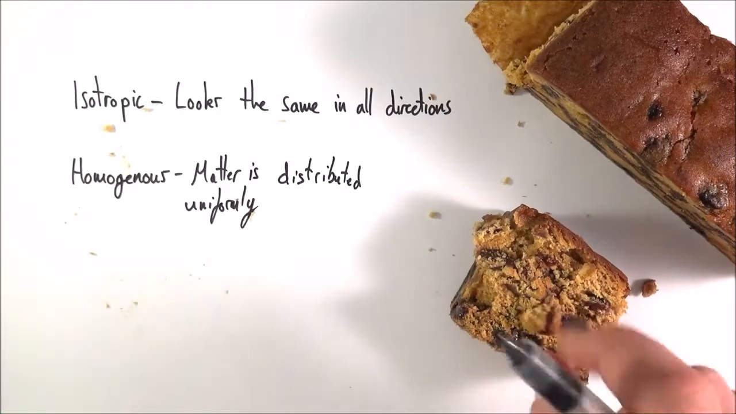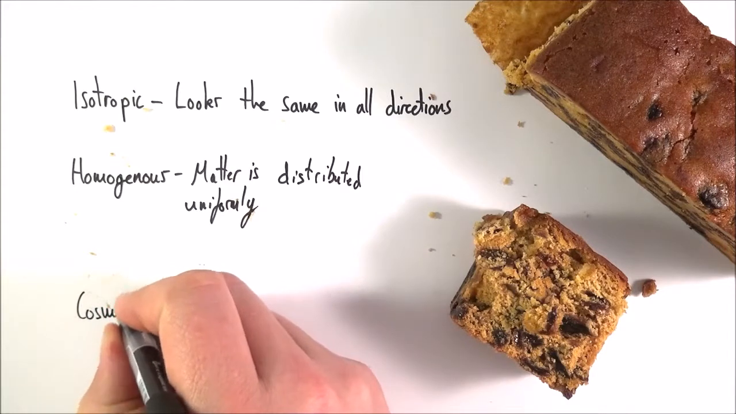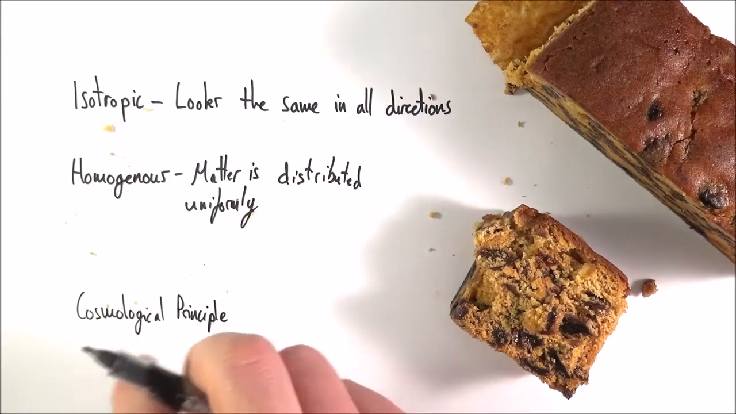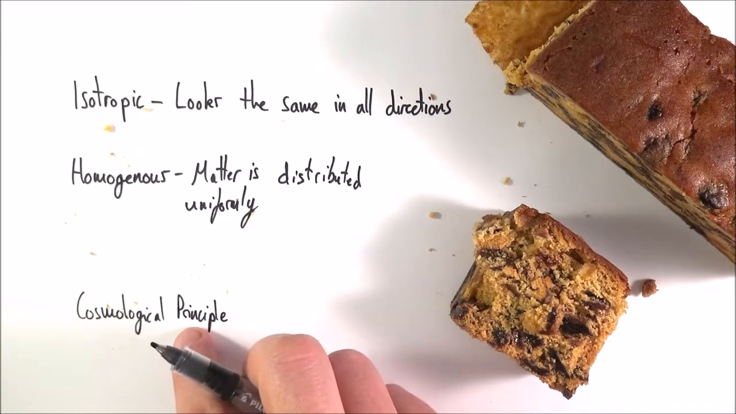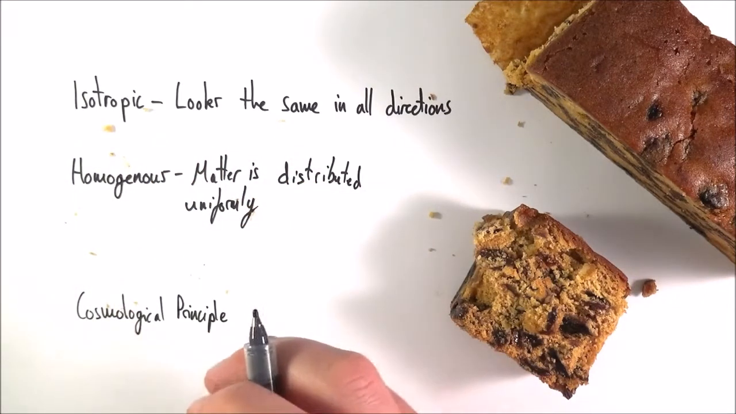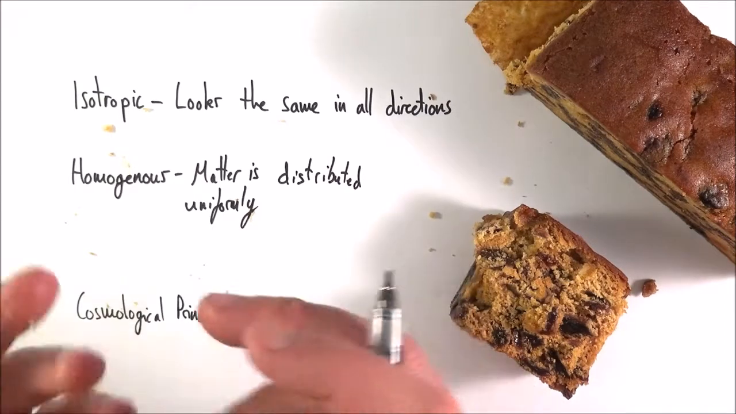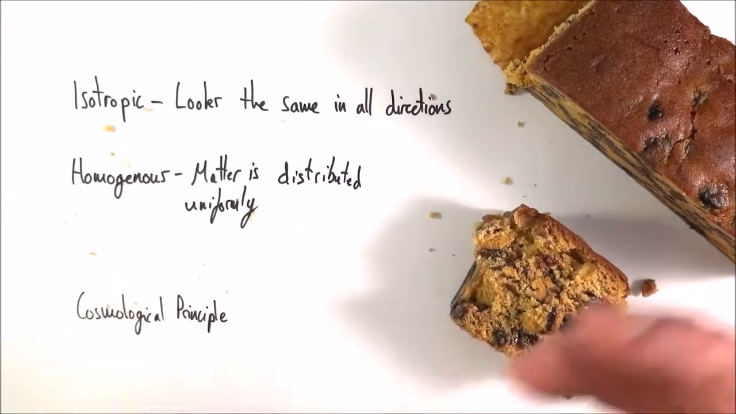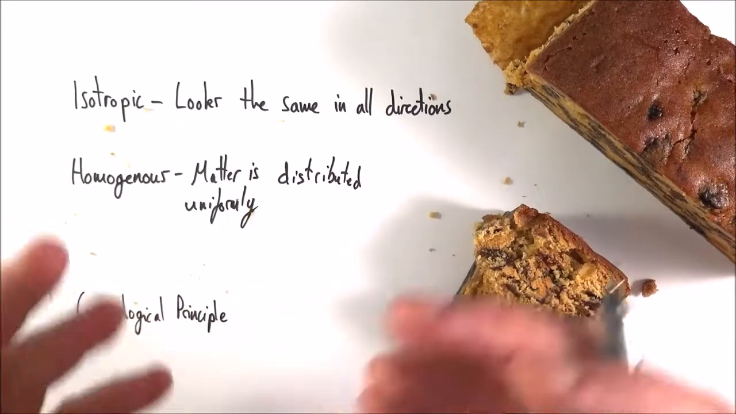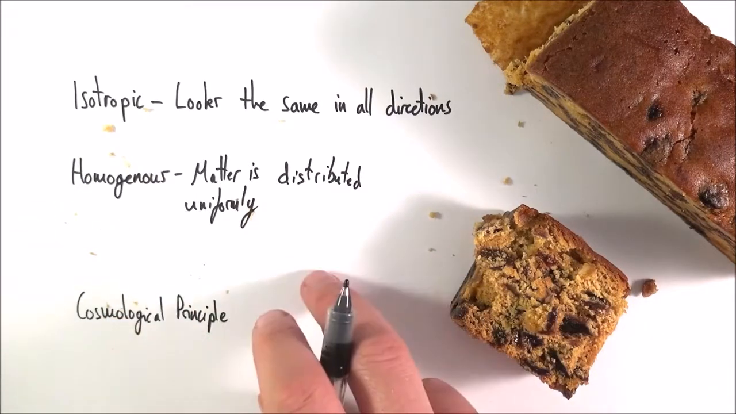This is the basis of the cosmological principle. The cosmological principle states that the universe is isotropic and homogeneous. And also the laws of physics are universal. So when we talk about things like Newton's laws of gravity, or the strong force, what makes up a proton or a neutron, it's the same everywhere in the universe, and therefore the laws apply equally everywhere.